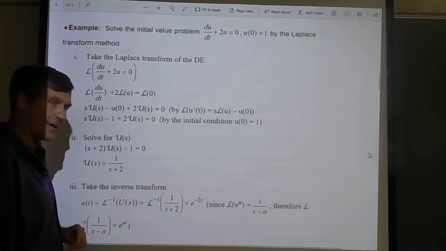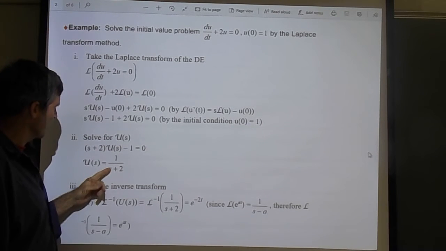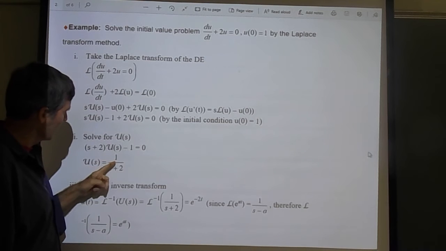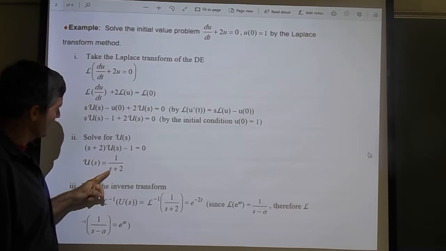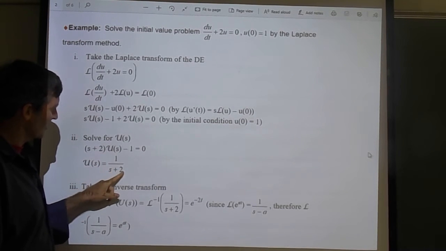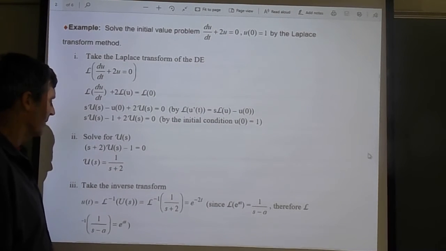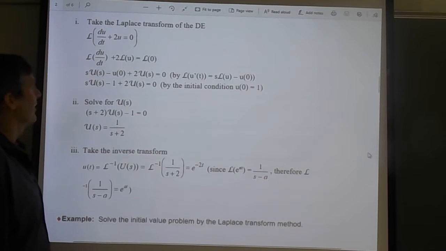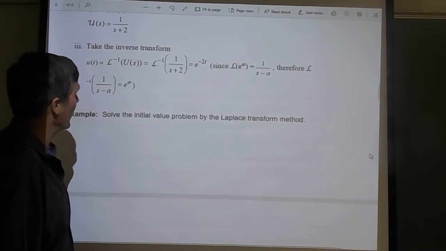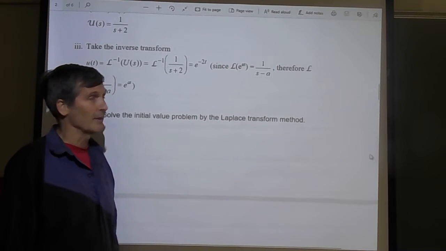I know what function that is. It's in the table, right? That's the Laplace transform of e to the minus 2t, right? Because 1 over s minus a is the transform of e to the at. Here we subtracted negative 2. So there it is. The unique solution to this initial value problem solved by the Laplace transform.